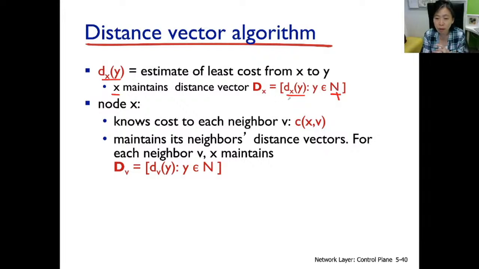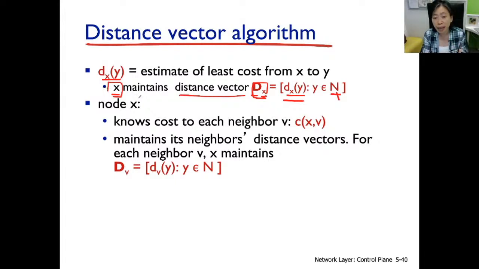So we do have multiple values of these dxy, because there are multiple values of y. Each of these values is the shortest distance to a destination in the network. Therefore, we call this a distance vector. It's denoted as capital D. Because this is a distance vector for node x, it's called Dx. So in the distance vector routing algorithm, the goal is to derive Dx for each node x.